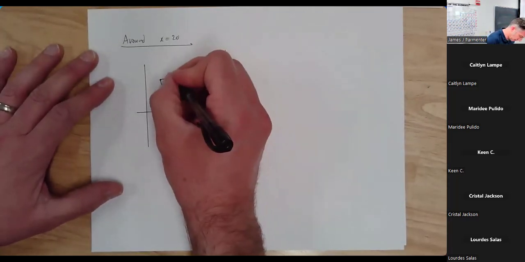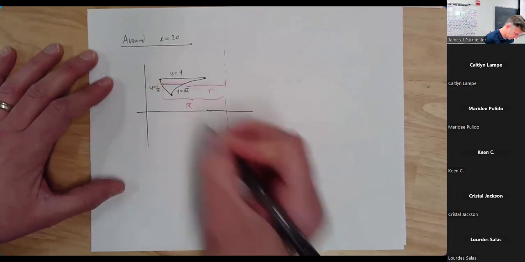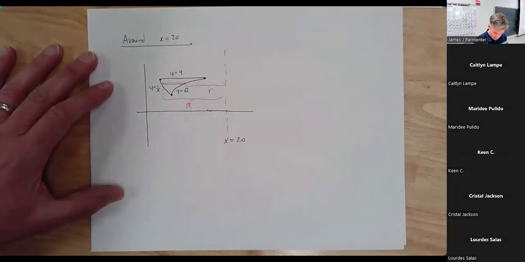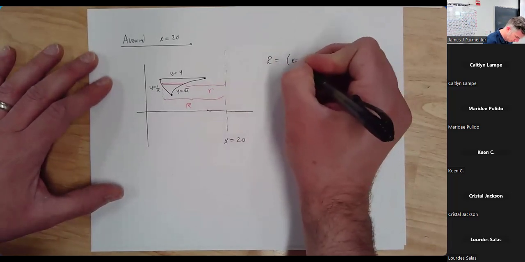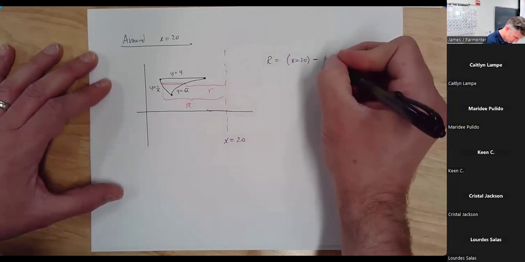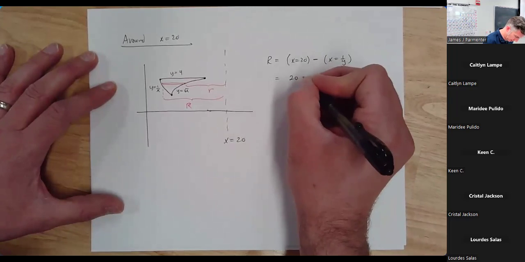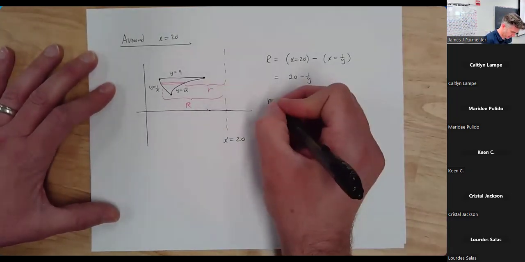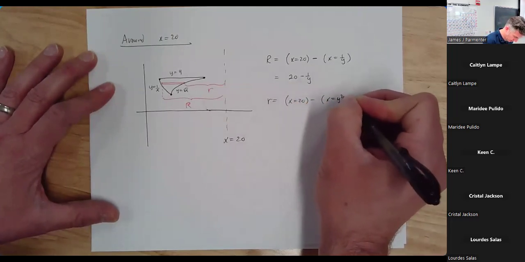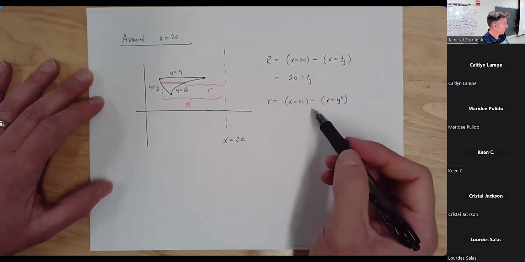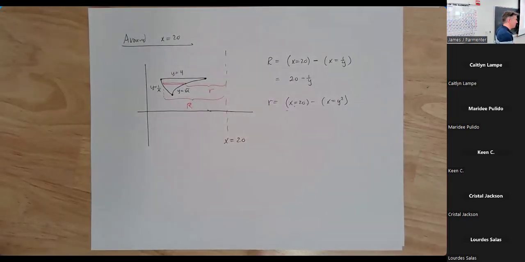I'm labeling things because we should label them. I mean, you don't really have to label them. I'm just labeling them so you can see this. So my outer radius is going to be x equals 20 minus x equals 1 over y, or more succinctly written, 20 minus 1 over y. My inner radius is going to be x equals 20 minus x equals y squared. I do like writing it like this because I'm subtracting an x equals thing minus an x equals thing, which end up being y things. And that's kind of weird.